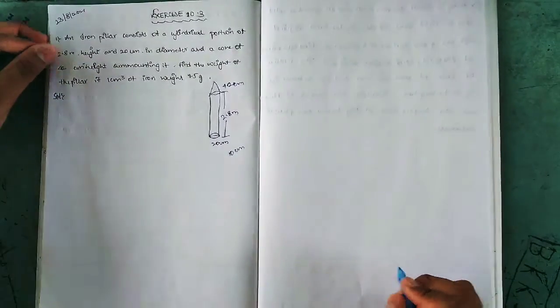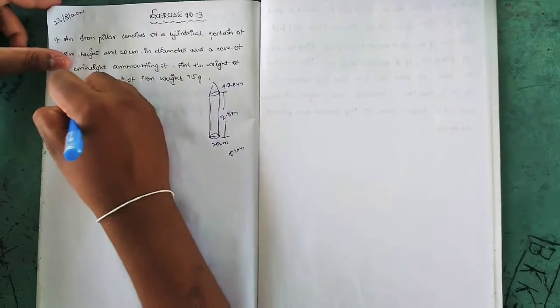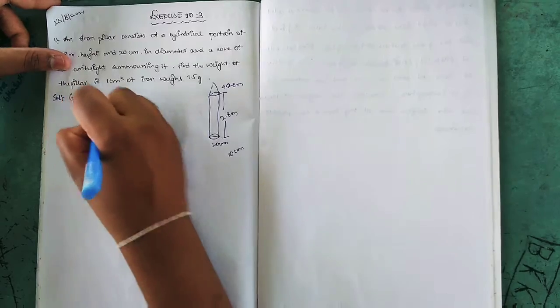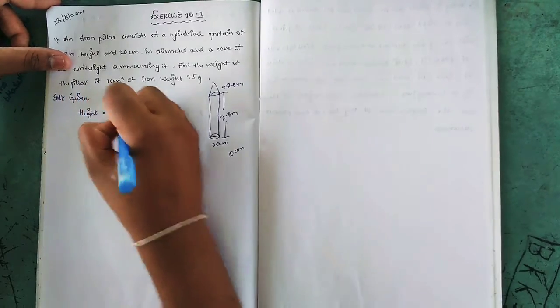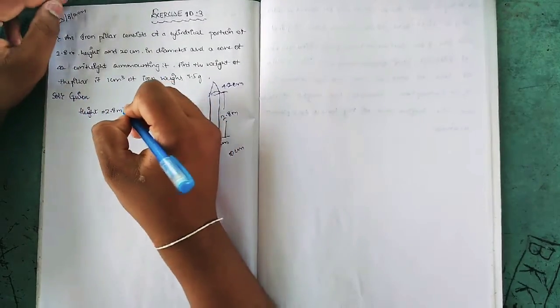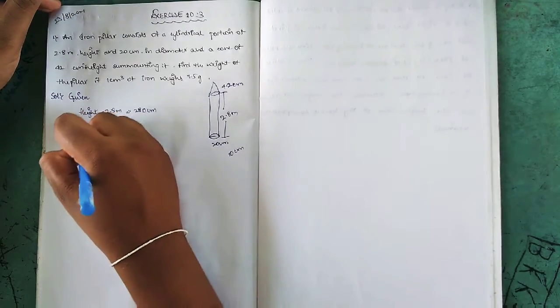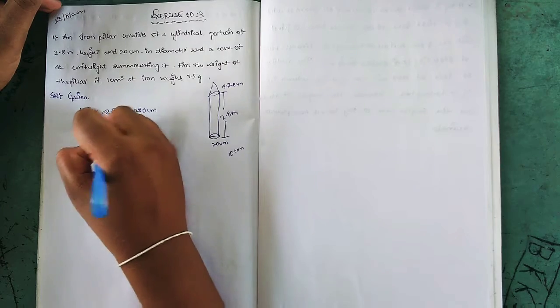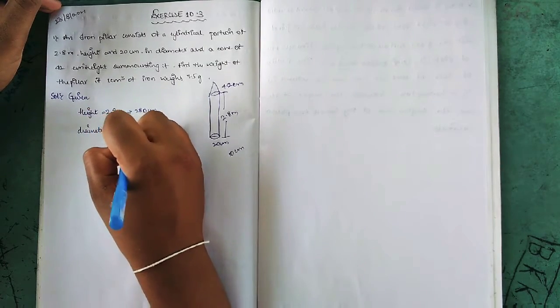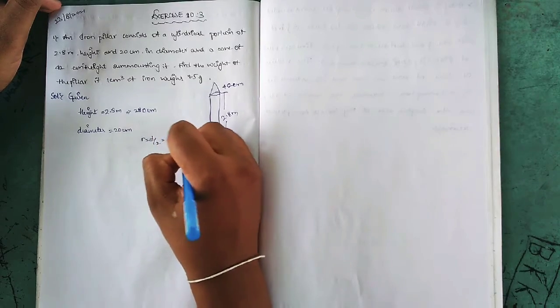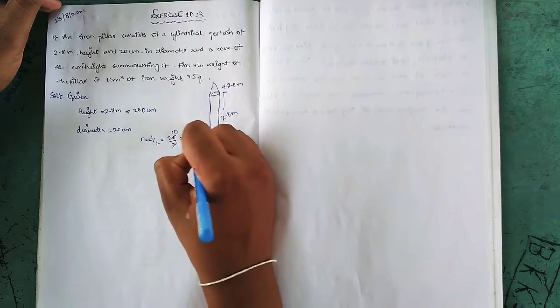So here the given height is 2.8 meter. If we convert it into centimeters, we'll get 280 centimeters. And they have given diameter is 20 centimeter. So radius is equal to d by 2, that means 20 by 2, which is 10 centimeter.